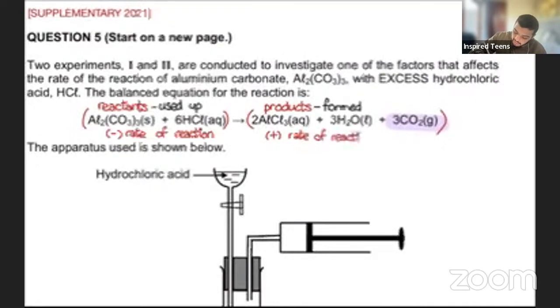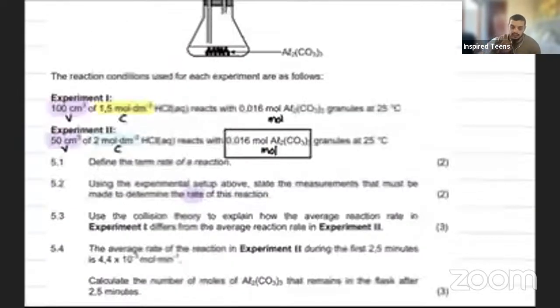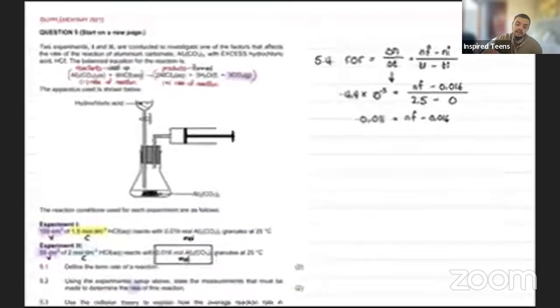Negative rate of reaction because they've been used up, right? So they're decreasing the amount of Al2CO3 that we have. So it has a negative rate of reaction. The magnitude can be the same, but it's negative when it comes to reactants, and when it comes to products, we have a positive rate of reaction. So in fact, here I was supposed to substitute negative 4.4. The reason is that Al2CO3 is a reactant, so it should have a negative rate of reaction.